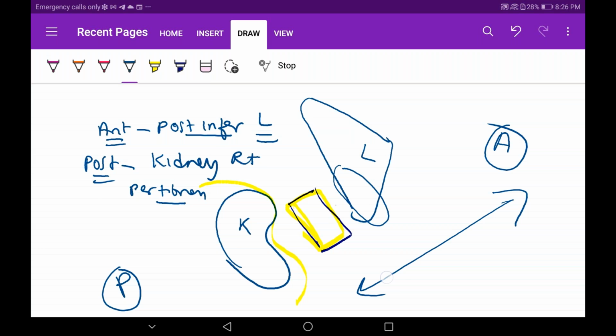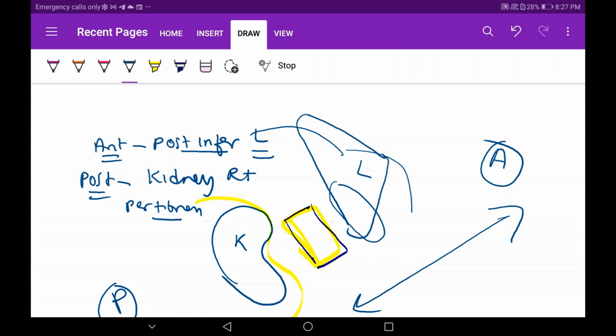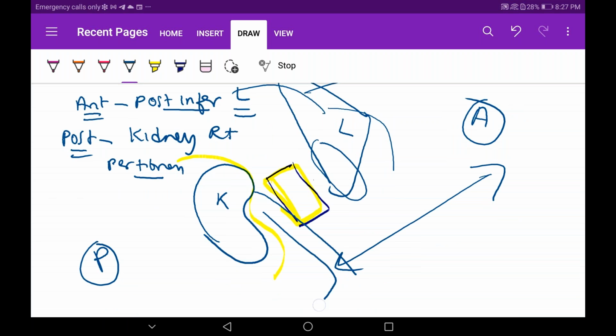Above, you can just write the coronary ligament. A coronary ligament is there of the liver only. Okay. Now inferiorly, what is there? Transverse colon or mesocolon. They will go like this. Transverse colon, mesocolon. Okay.